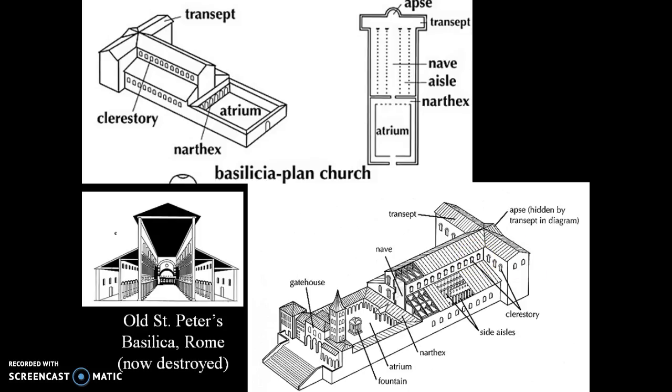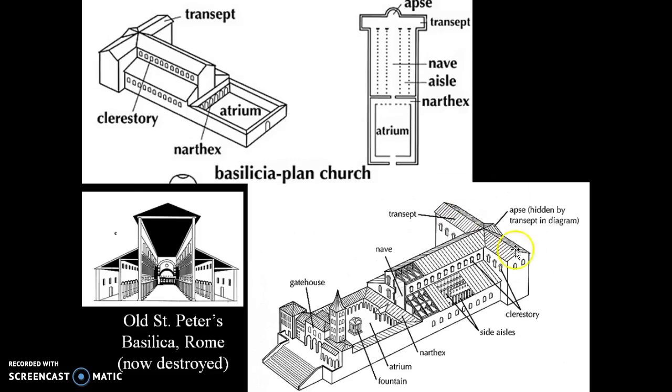And at the opposite end of the nave from the atrium is the apse, right here, which is usually a semicircular projection. The apse is the building's symbolic core, where the altar is built on a raised platform.